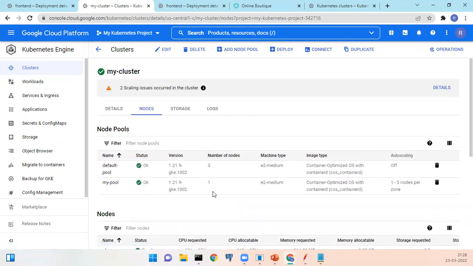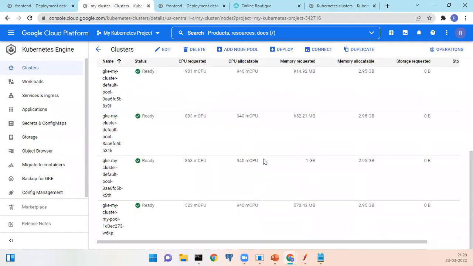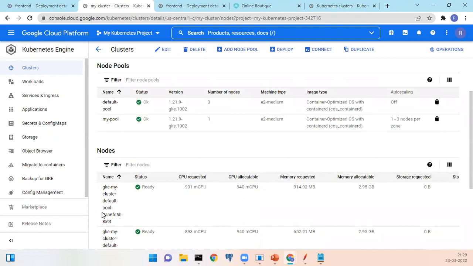Another one is my pool. In my pool, we have one node at this point of time, so it can be expandable. Here auto scaling is enabled, and it will vary from 1 to 3 nodes. As we know, auto scaling happens when there is a need for more resources in order to serve the user load. As we see here, there are 4 nodes. Specifications of the 4 nodes are available over here. This is the name of the node. When I say node, it is nothing but a VM instance. Here we have CPU requested, CPU allocatable, memory requested, memory allocated. So we have various parameters.